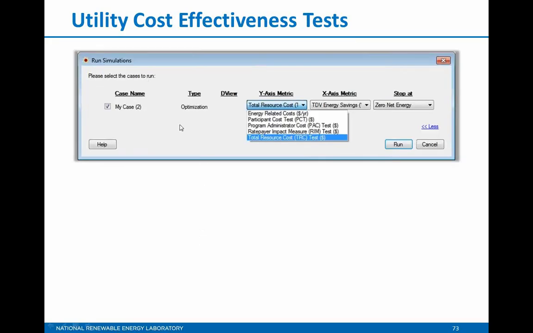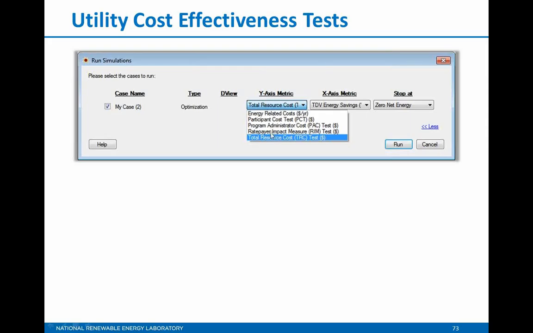So when one launches an optimization in BEopt, this is the run screen. If you push the button to run for a particular case of a particular type of optimization, there are some choices now in BEopt. So a question is, what is the objective function for the optimization? It used to be energy-related cost, which is actually pretty similar to the utility test for a participant cost.